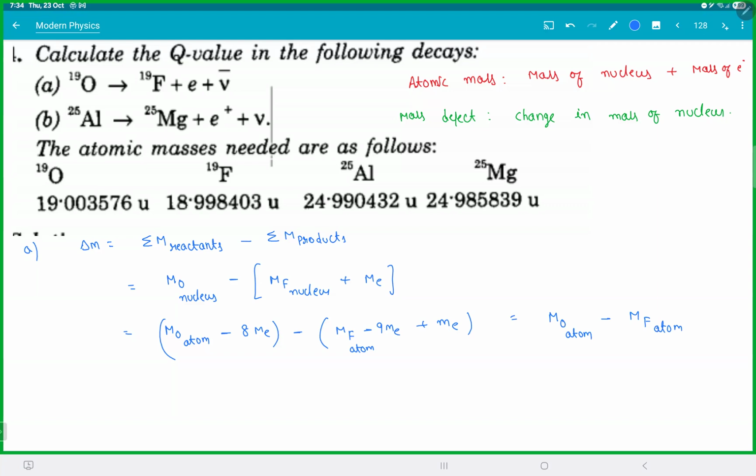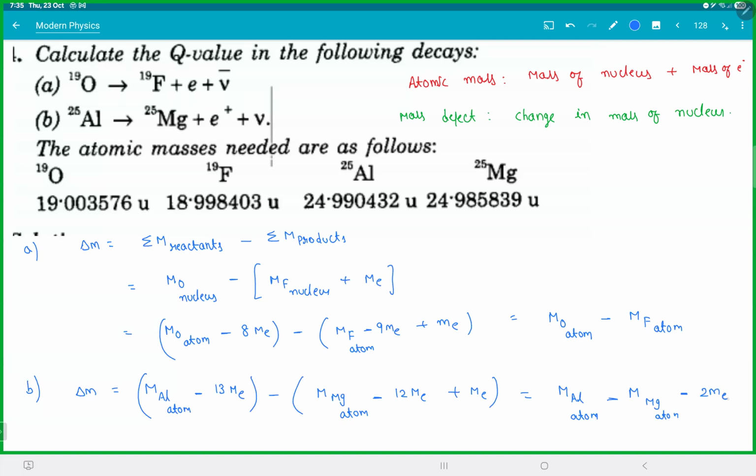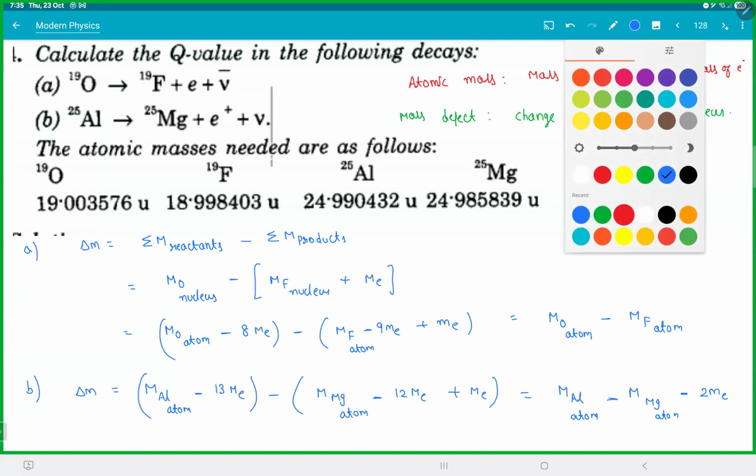Now, if you do the same thing for the B part, you will see something else. So delta M, this will be mass of aluminum nucleus, so aluminum atom minus 13 electrons, minus mass of magnesium atom, it has 12 electrons, plus 1 positron. If you do this, you'll get mass of aluminum atom minus mass of magnesium atom, and you also get minus 2 Me.